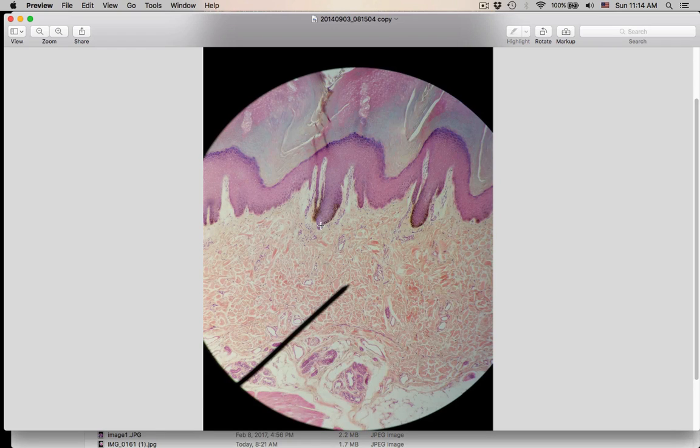From here to here, here's going to be the lumen peeking up here. What type of epithelial tissue is this? This is number 4. So that was number 4. Number 5.